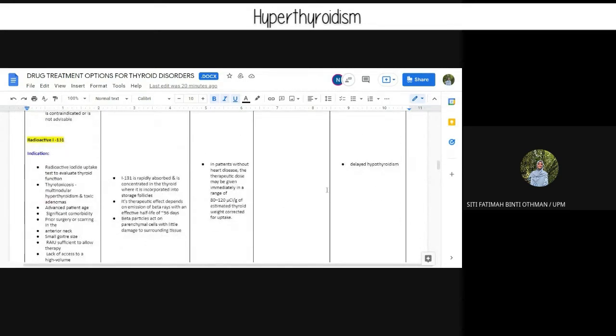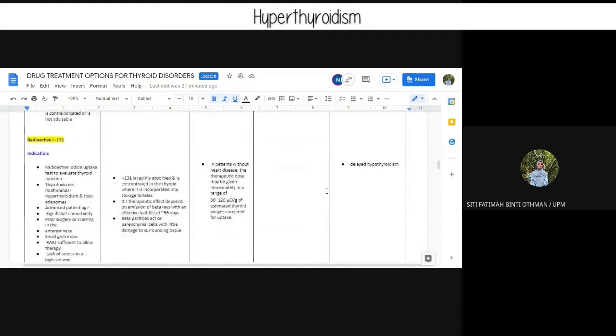Okay, for the mechanism of action for this radioactive iodine, iodine 131 is rapidly absorbed and is concentrated in the thyroid, where it is incorporated into storage follicles. The therapeutic effect depends on emission of beta rays with an effective half-life of 56 days. This beta particle acts on parenchymal cells with little damage to surrounding tissues.